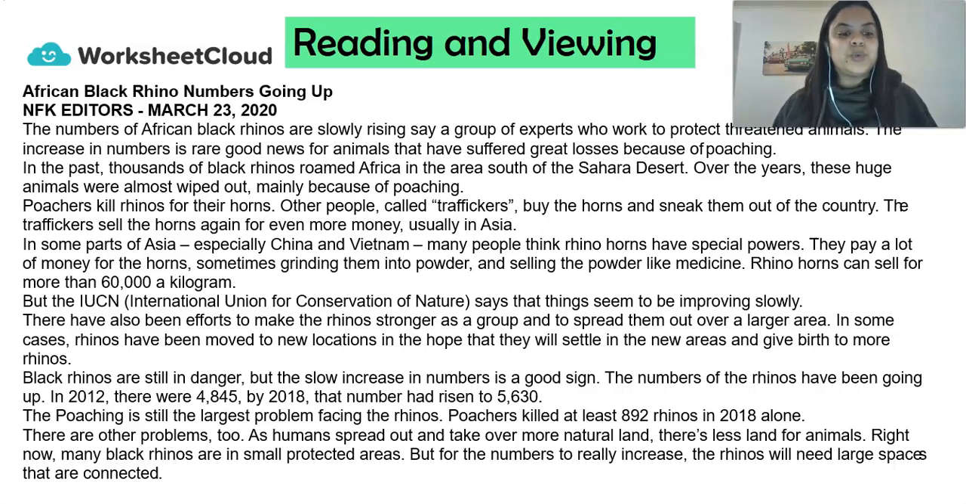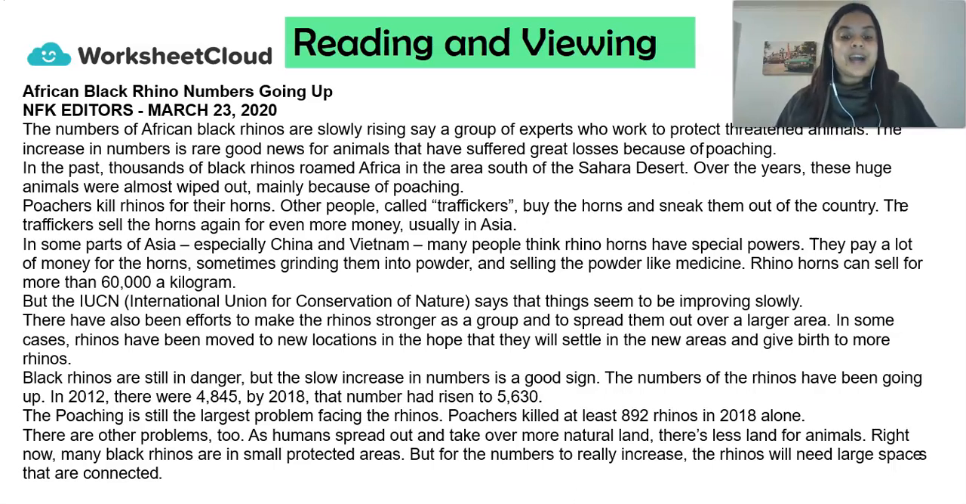In 2012, there were 4,845. By 2018, that number had risen to 5,630. The poaching is still the largest problem facing the rhinos. Poachers killed at least 892 rhinos in 2018 alone. There were other problems too.